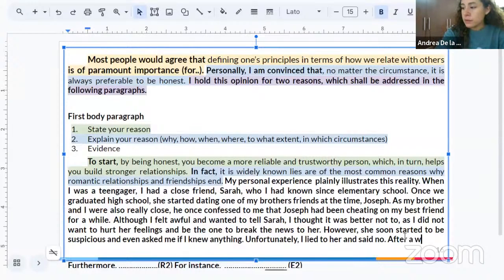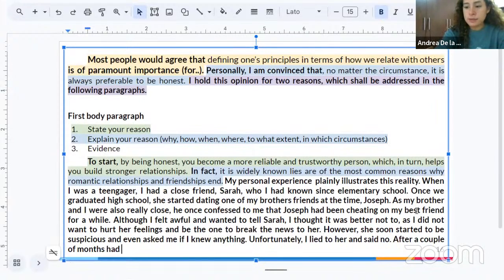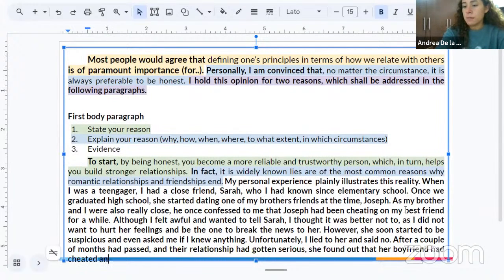After a while, or after a couple of months had passed, and the relationship had gotten serious, she found out the truth, or she found out that her boyfriend had cheated, and that I knew about it, and that I had lied. Okay.